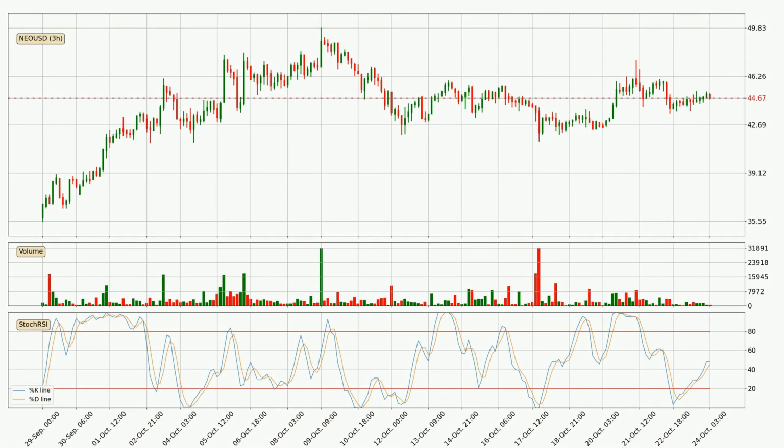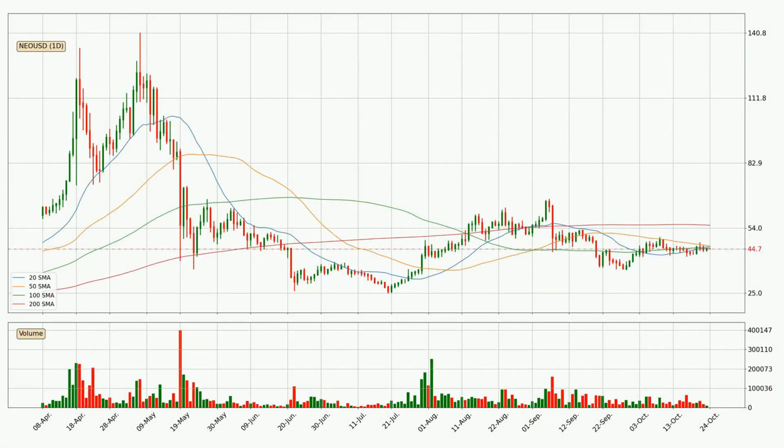Jumping to the 3-hourly Stochastic RSI, there are no signs of the Stochastic RSI being oversold or overbought at this time, but because the %K line is over the %D line, we can deduce that the trend is currently on the up. Moving to the daily simple moving averages, the current price is below all simple moving averages for this time interval, which looks bearish, and it is to watch if the closest SMA, the 20 SMA, will play as resistance or the price will break it to the upside, above the current price of around 45.0.